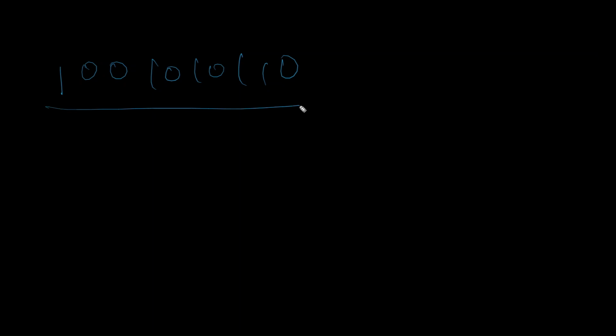Yeah, let's give something random, 100 10 10 110. So let's try to convert this binary number into decimal. So 1 and 2.